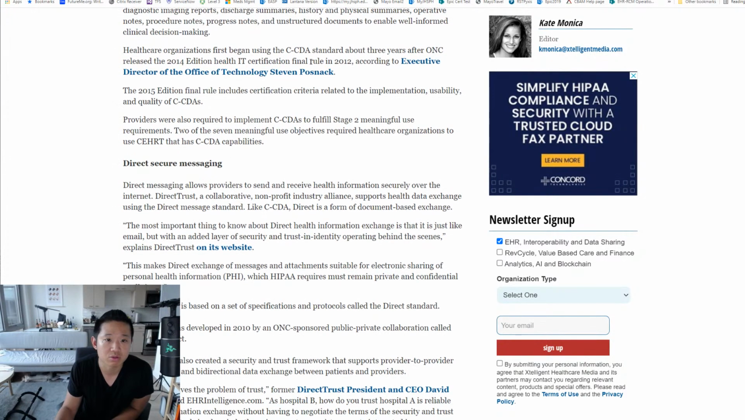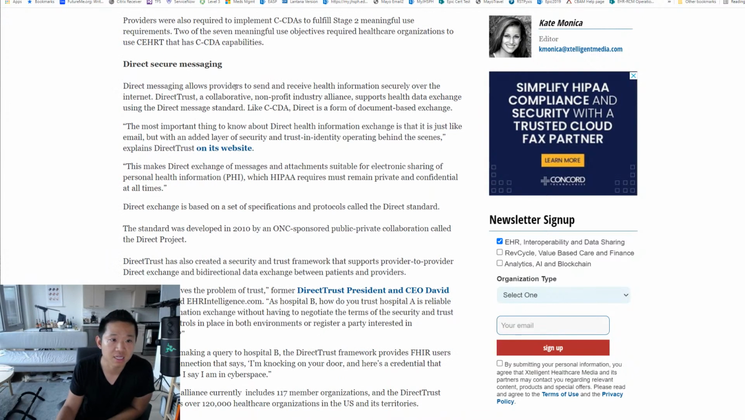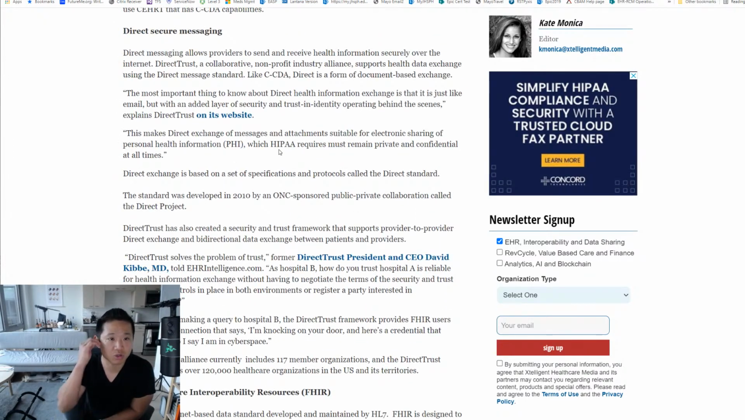Healthcare organizations first began using the CCDA standard about 3 years after ONC released the 2014 edition Health IT certification rule in 2012, according to Executive Director of the Office of Technology, Stephen Posnack. The 2015 edition final rule includes certification criteria to the implementation, usability, and quality of CCDAs. Providers were also required to implement CCDAs to fulfill Stage 2 meaningful use requirements. 2 of the 7 meaningful use objectives required healthcare organizations to use CEHRT that has CCDA capabilities. So that's the first thing. Definitely know CCDAs.